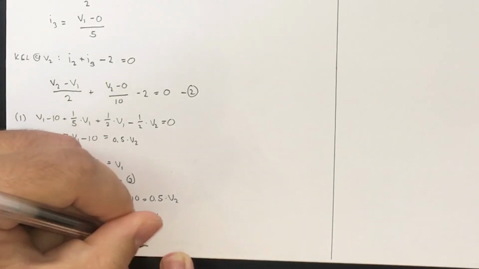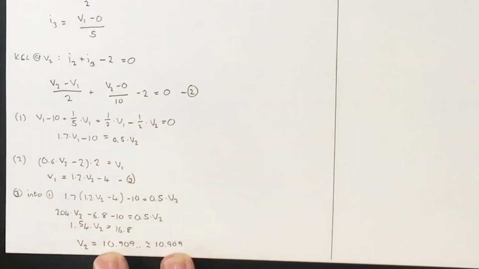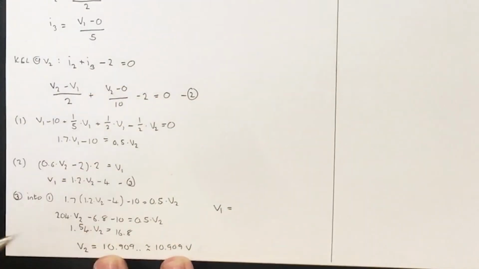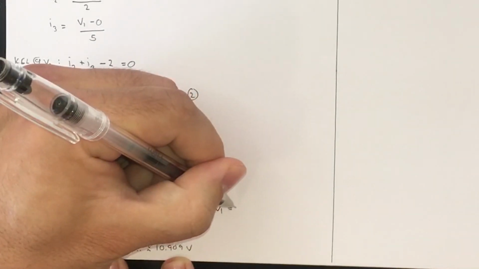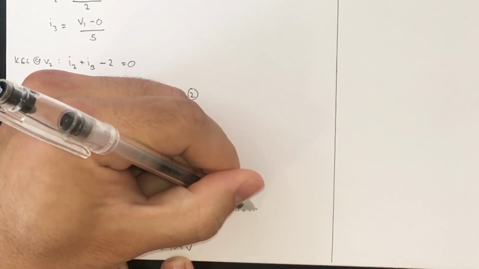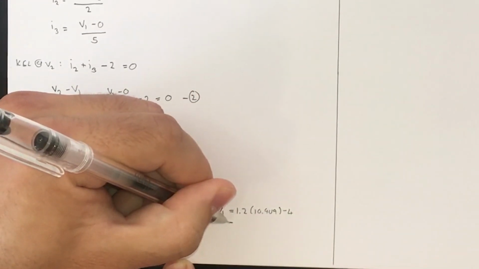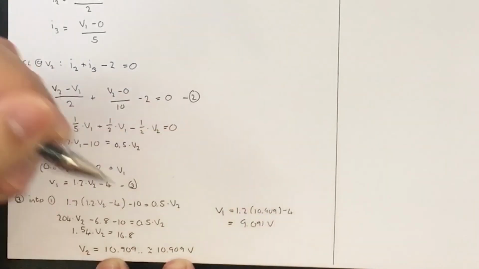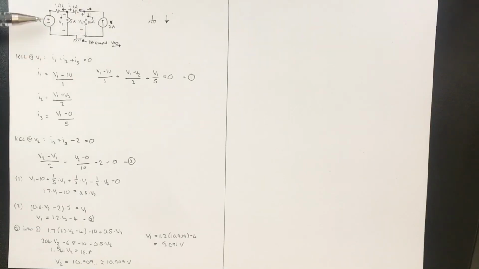And then we get V2 as 10.9090 recurring. So we simplify it just to 10.909 volts. Then we can accordingly get V1, which we know to be 1.2 times V2 minus 4. So we sub that in. So we have 1.2 times 10.909 minus 4 equals 9.091 volts. And there we go. We have gotten V1 and V2 from using the node voltages in this circuit.